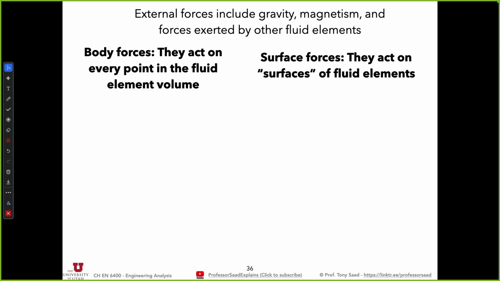It acts on the entire body. It acts everywhere, on every molecule in your body. Surface forces act only on the surface of the body. So atmospheric pressure is acting on my bald head and my shoulders and my arms, right? It's acting on that surface and on my chest, everywhere. And it doesn't act inside my body, it just acts on the surface.